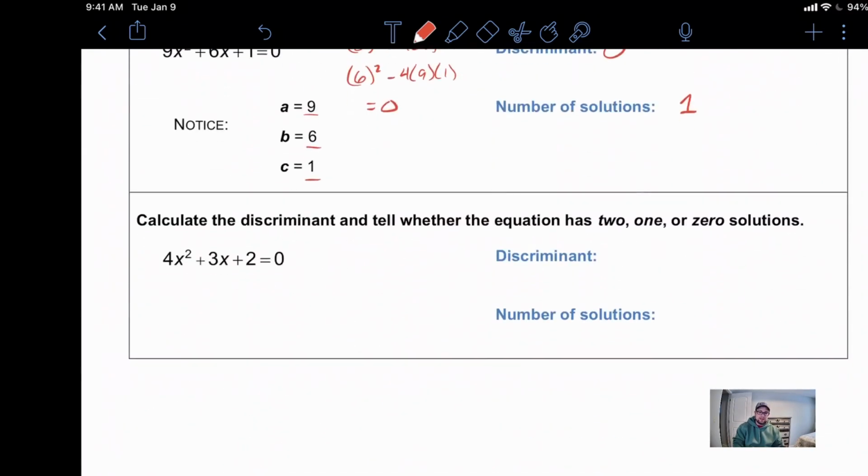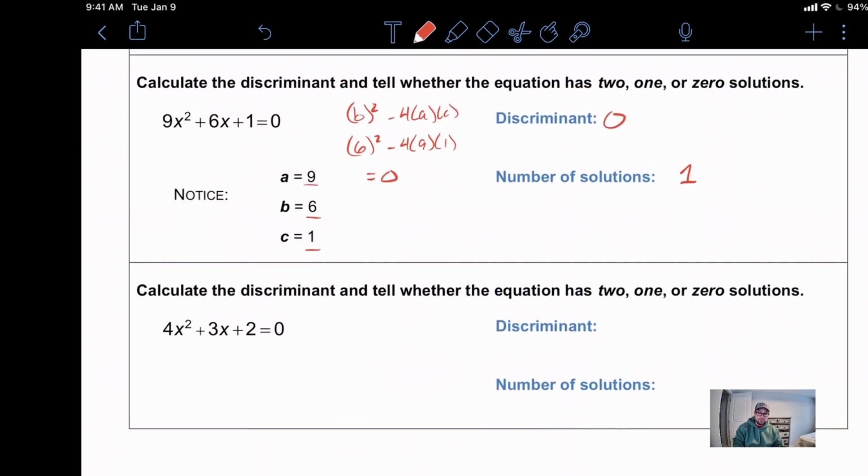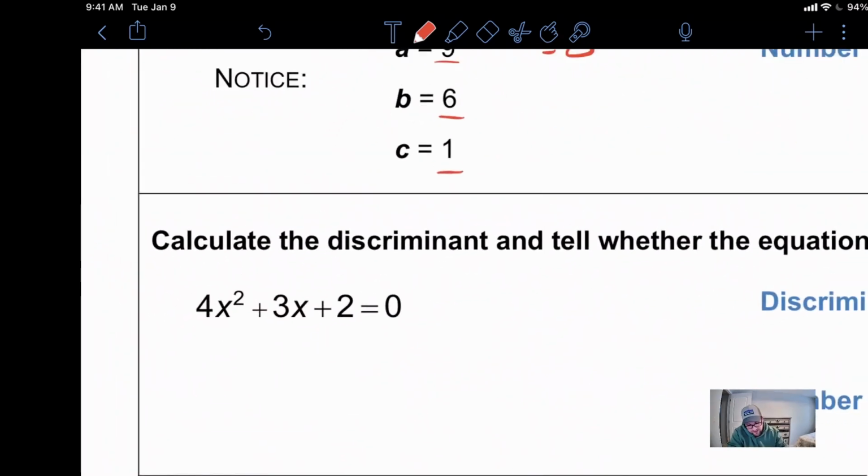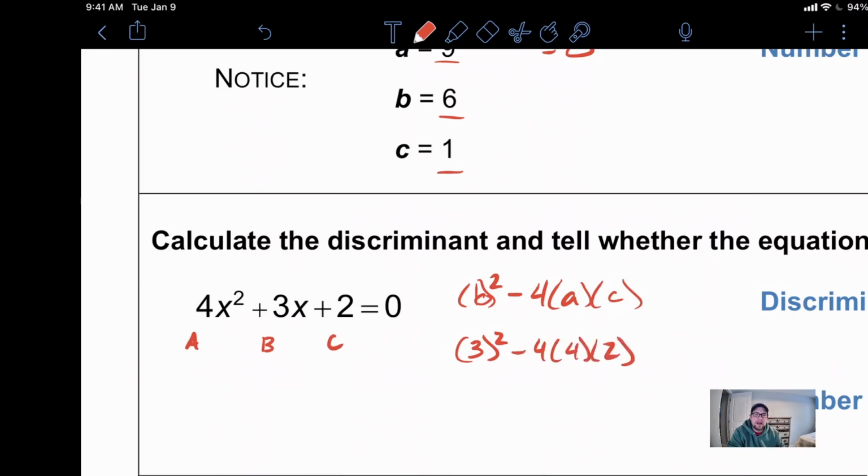Let's take a look at another one. This problem's slightly harder because in this problem they don't tell you what A, B, and C are. So we're going to have to figure that out ourselves. We're still going to be using the same formula though because they still want us to find the discriminant. So it's B squared minus 4 times A times C. Remember, this is A, this is B, and this is C. So I'm going to have 3 squared minus 4 times 2. Now we just need to evaluate it.